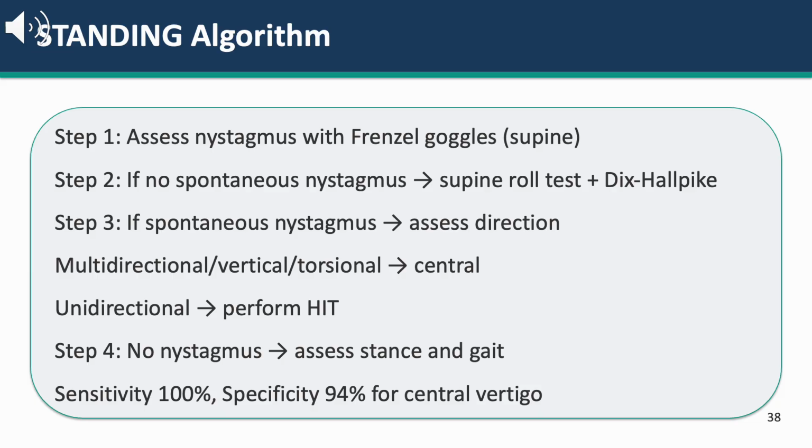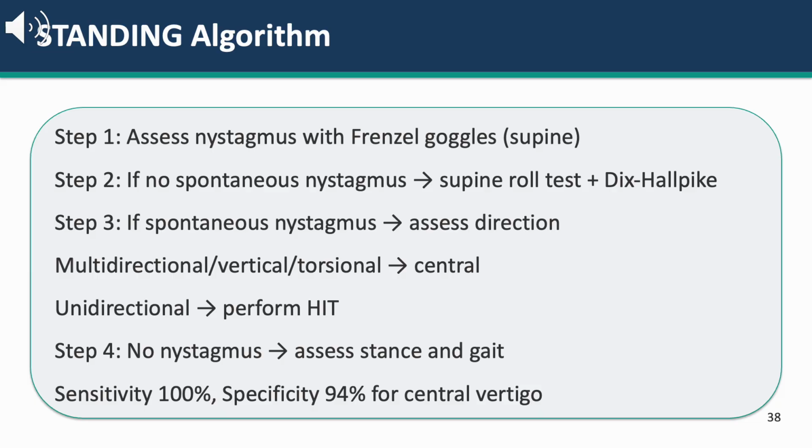First, the presence of nystagmus is assessed with Frenzel goggles in the supine position after at least 5 minutes of rest. If no spontaneous nystagmus is present, the presence of positional nystagmus is assessed using the supine roll test and then the Dix-Hallpike maneuver. If spontaneous nystagmus is present and persistent, the direction is examined.